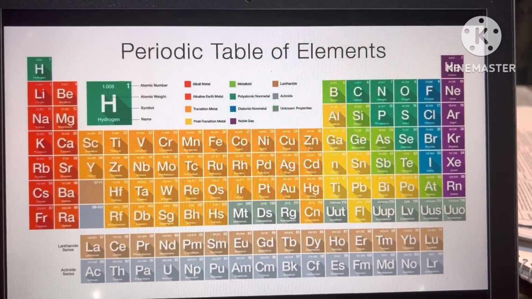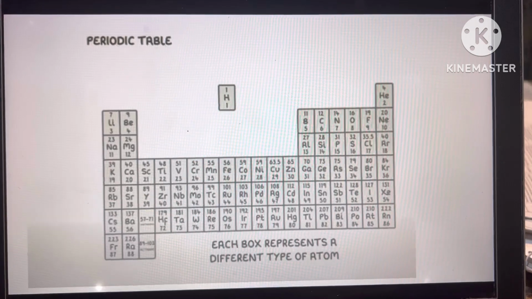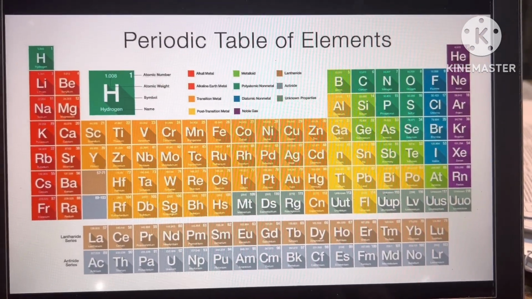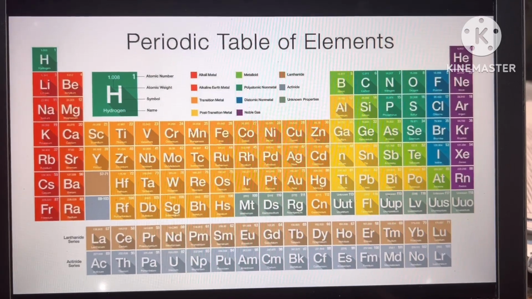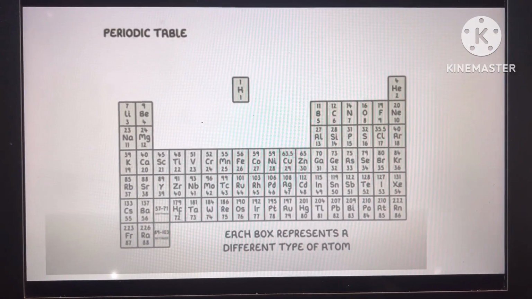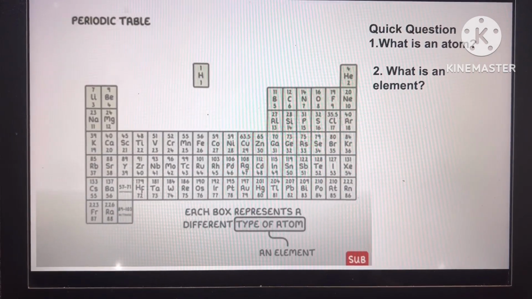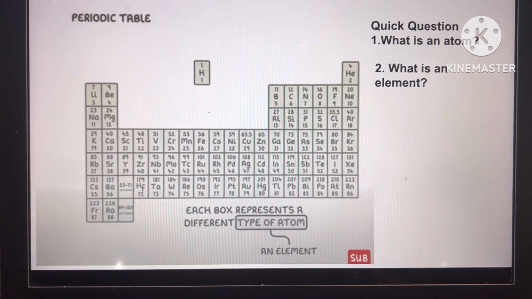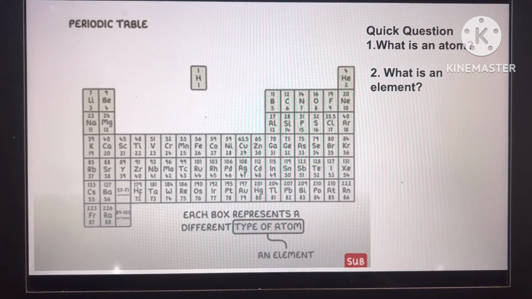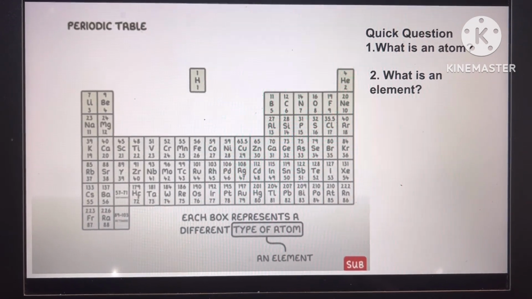I hope you enjoyed the game. So let us continue our discussion. This is an example of a periodic table of elements. Each box represents a different type of atom. That type of atom is also an element. Now, I'm going to give you a quick question. Do you have any idea what is an atom and what is an element?